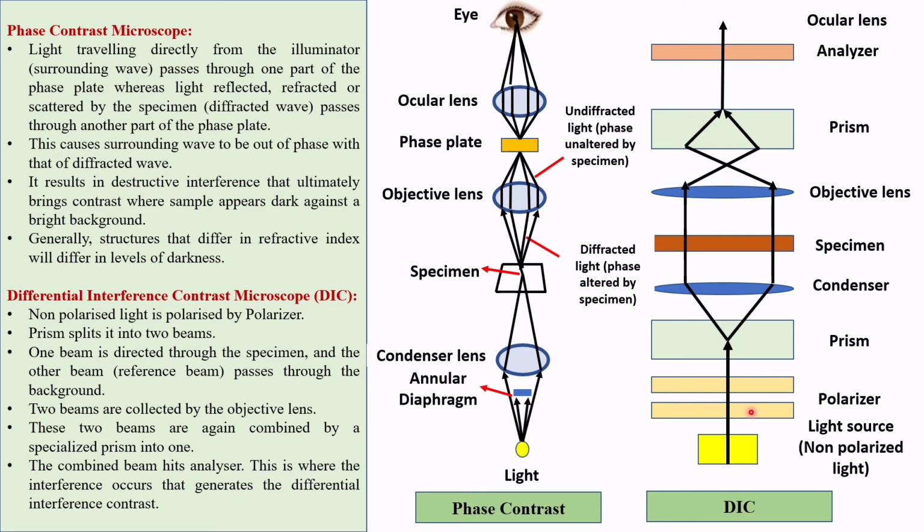Now, the prism splits it into two beams. One beam is directed through the specimen and the other beam, that is the reference beam, passes through the background. Two beams are collected by the objective lens. These two beams are again combined by a specialized prism into one. The combined beam hits the analyzer. This is where the interference occurs that generates the differential interference contrast.